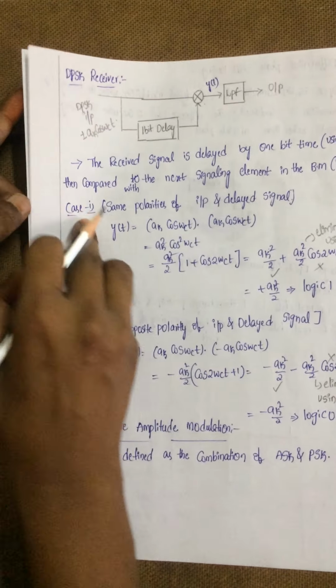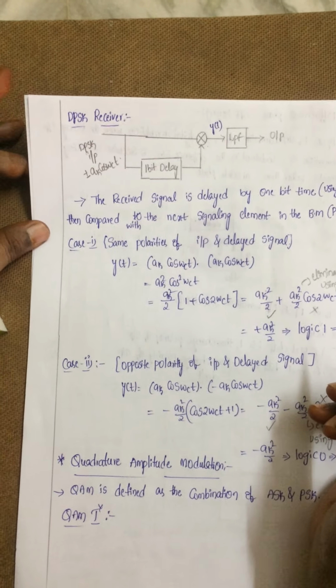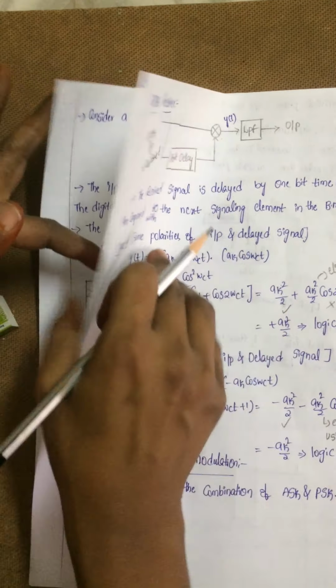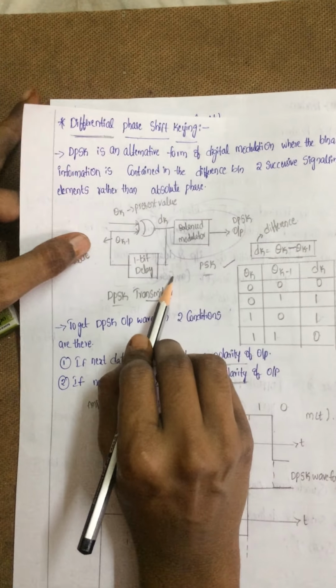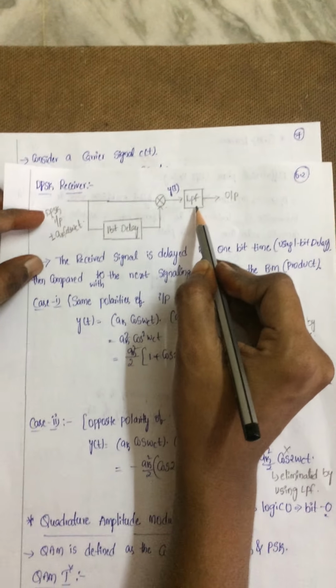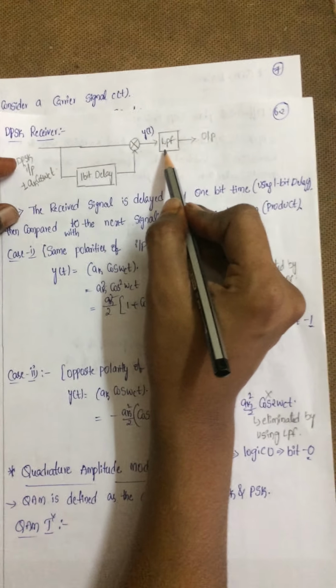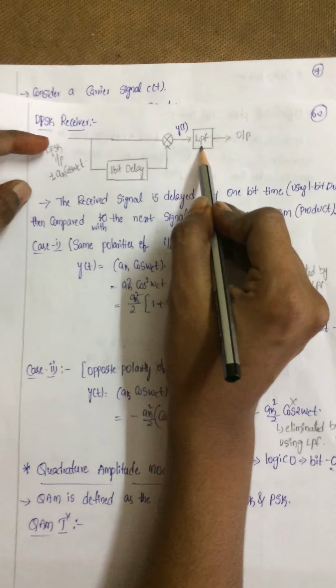Next, we'll see the DPSK receiver. So we have seen the modulator, how we have got this one. This is the DPSK transmitter, and now we'll see the DPSK receiver. It is passed through a low pass filter. Why we are taking a low pass filter: in the receiver we have to allow only low frequencies.